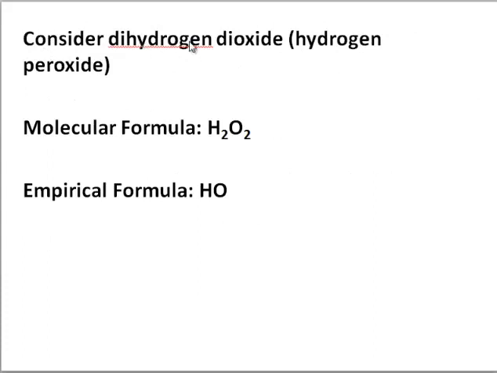Consider the molecule of the day, dihydrogen dioxide. The molecular formula is H2O2, 2 H's to 2 O's. However, the ratio of H to O is clearly 1 to 1 from this formula. The empirical formula is just HO. The empirical formula tells you the ratio of hydrogen to oxygen. Clearly, a molecular formula provides you more information. It tells you each molecule has 2 hydrogens and 2 oxygens.